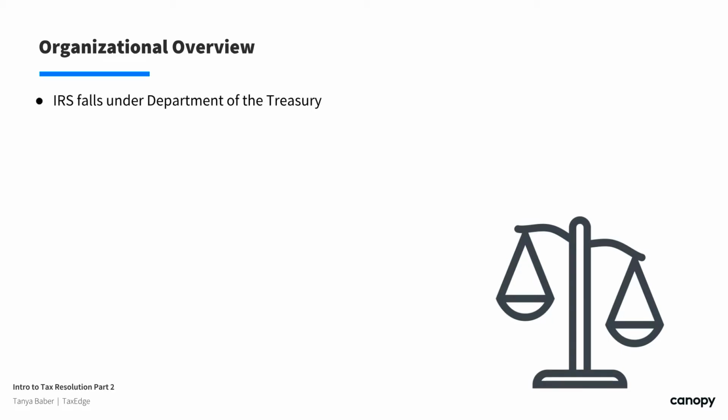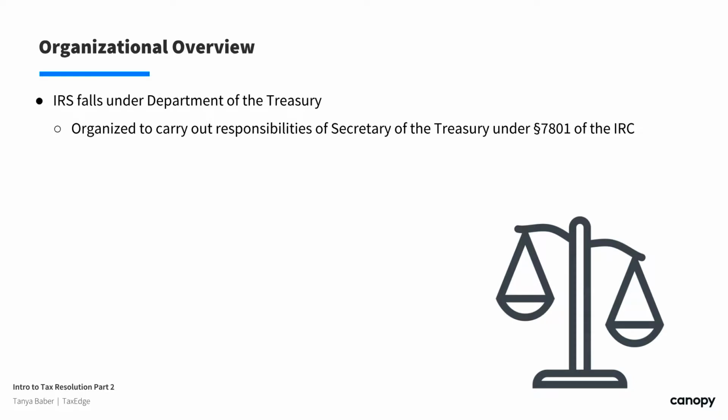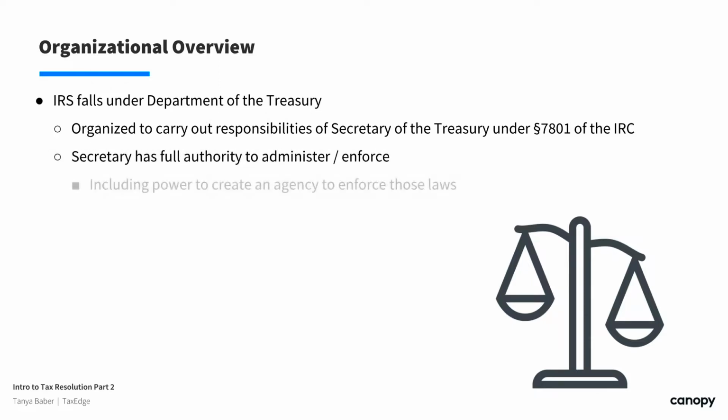We know the IRS falls generically under the Department of Treasury. They have a pretty big duty. They're organized to carry out the responsibilities under Code 7801 of the Internal Revenue Code. The Secretary has full authority to administer and enforce those laws, including the power to create an agency to enforce those laws. So this kind of goes back to the very nuts and bolts. This goes against those that say that there's no authority of the IRS. But if we just look at the underlying structure, it's building blocks, basically. They were created for this purpose.